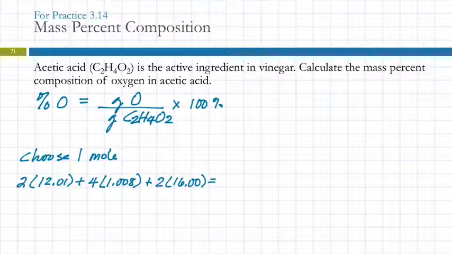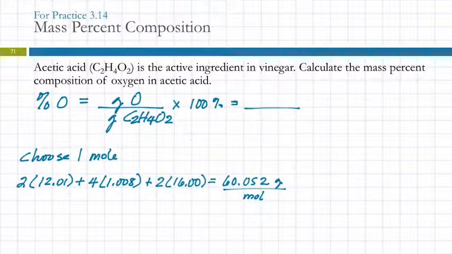We got 2 times 12.01 plus 4 times 1.008 plus 2 times 16 equals 60.052 grams per mole. Well, we're choosing 1 mole, so 1 mole of this weighs 60.052 grams. So we're going to put that in the denominator. That's the mass of 1 mole of the compound.